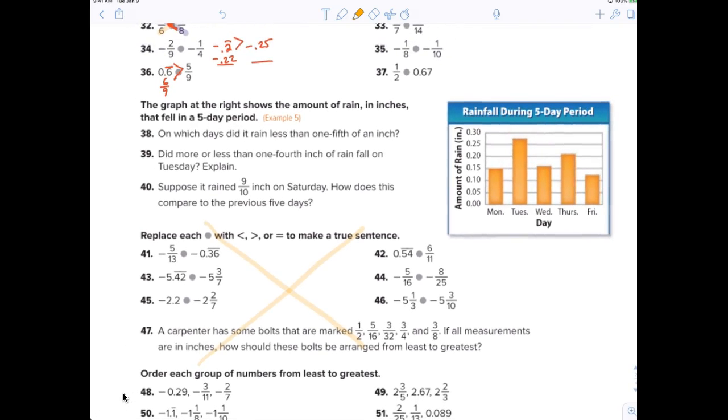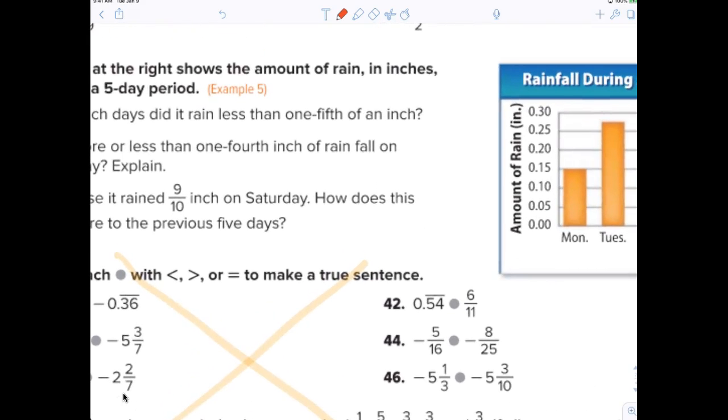Okay, so now on 38, on which days did it rain less than 1/4 of an inch? What is 1/4 as a decimal, kiddos? 1/4. Jack, what decimal? I'm asking you a question. 1/4 is the same as what decimal? There you go. Thank you.